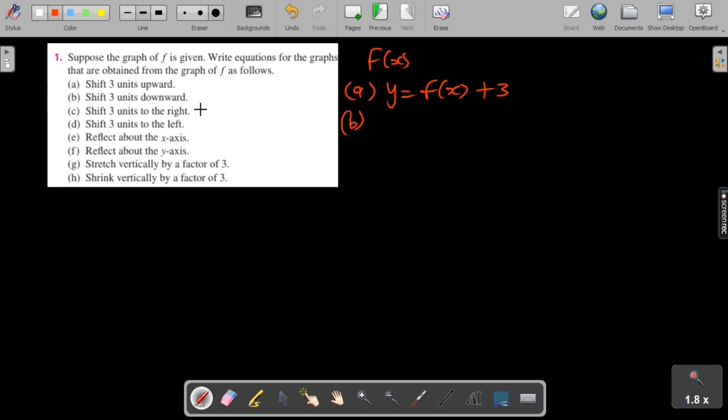Then the next says shift 3 units downwards. So this is the opposite of what we just did. So we're going down. You're going to subtract 3 from each y coordinate on the function.